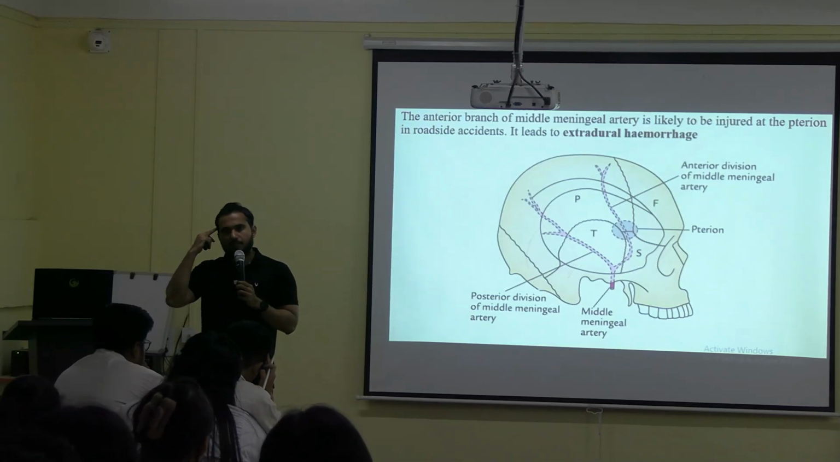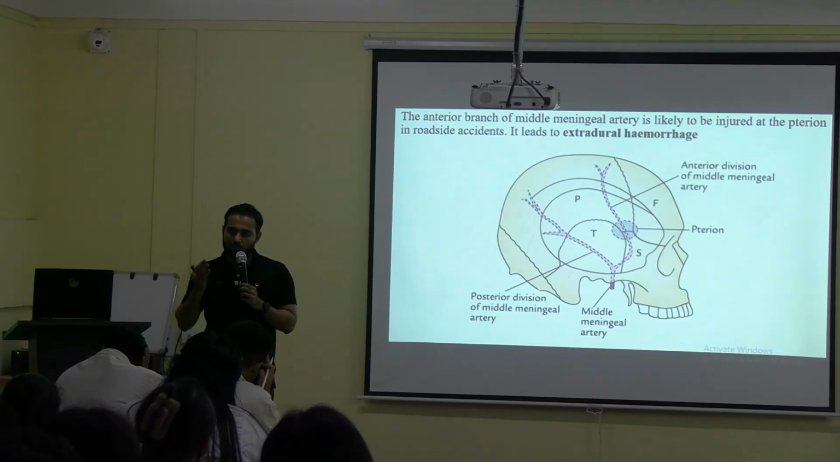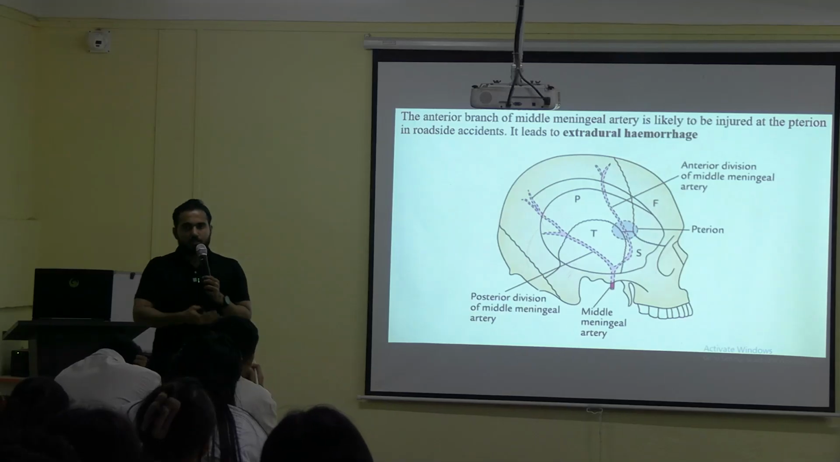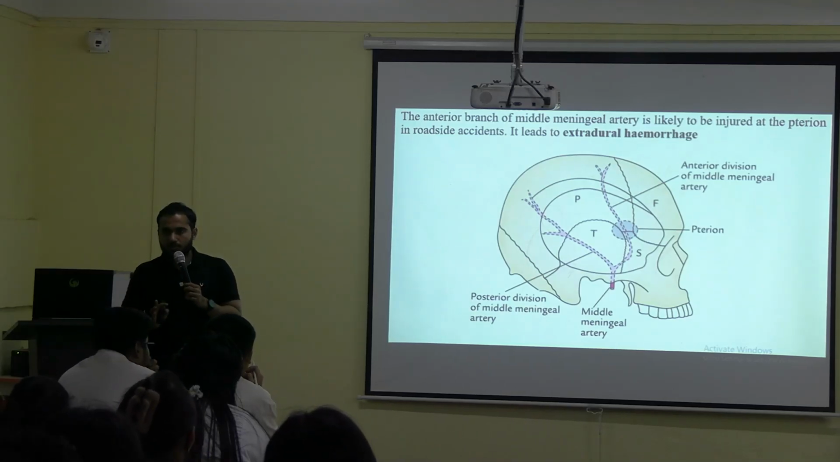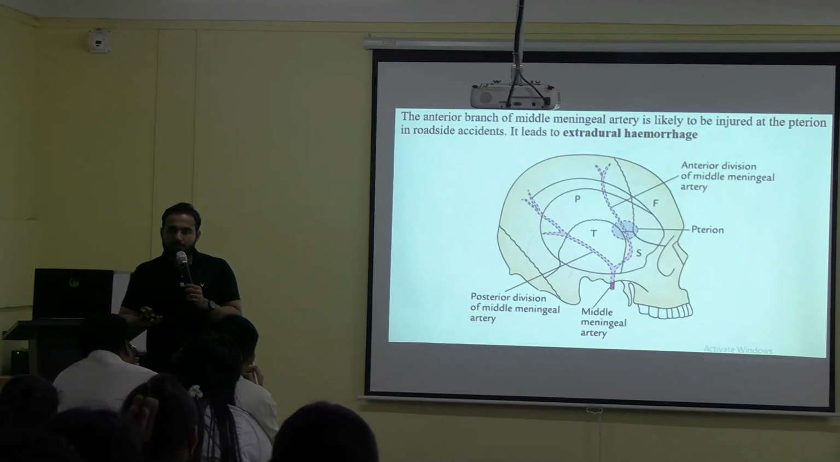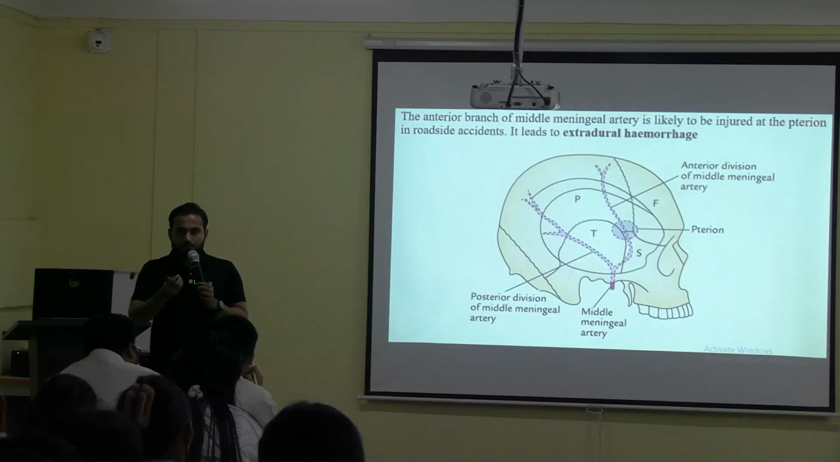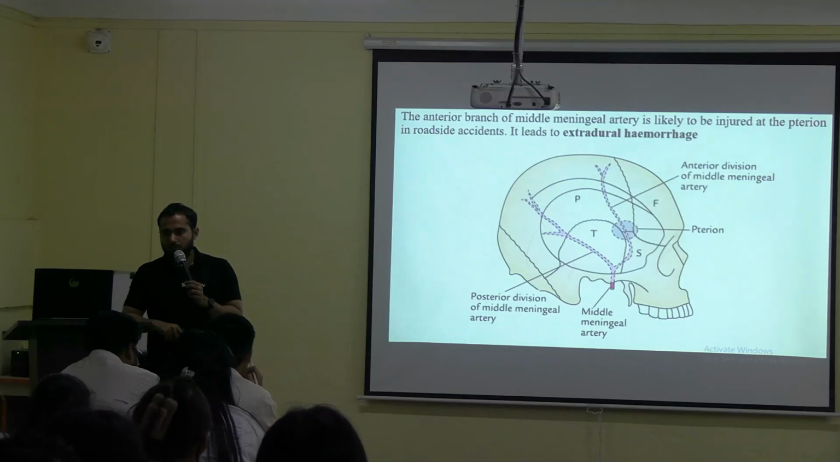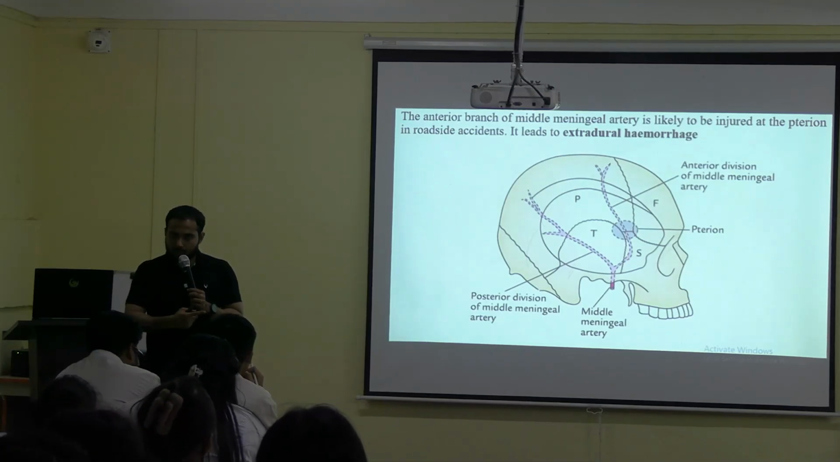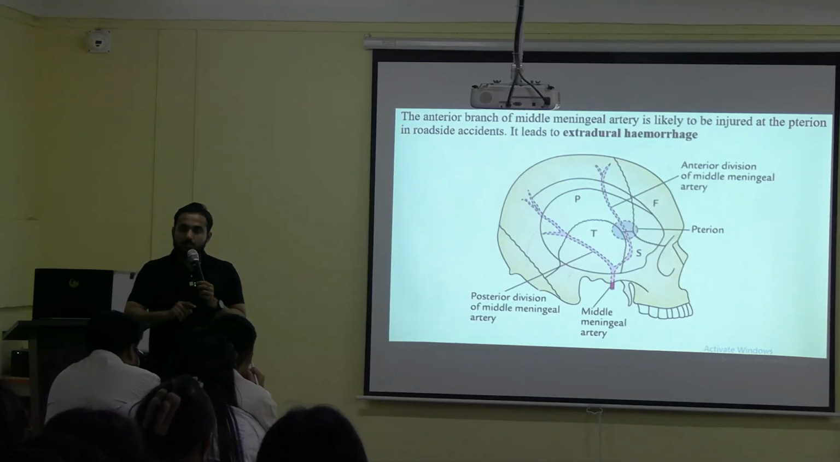ठीक है, ये पार्ट में अगर फ्रैक्चर हुआ, most chances are there this artery may get damaged. Okay, so if artery is getting ruptured, then bleeding will be there. Now such kind of bleeding, the hemorrhage which occurs, that is called as extradural hemorrhage. ये आर्टरी अगर रप्चर हुआ, इसके बाद जो ब्लीडिंग होगा, that is called as extradural hemorrhage.